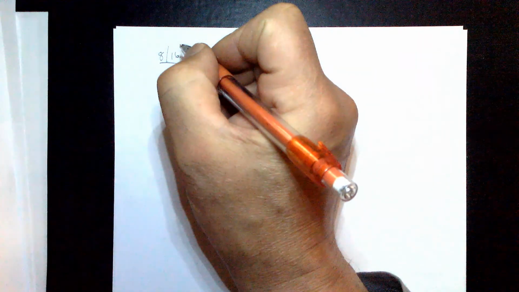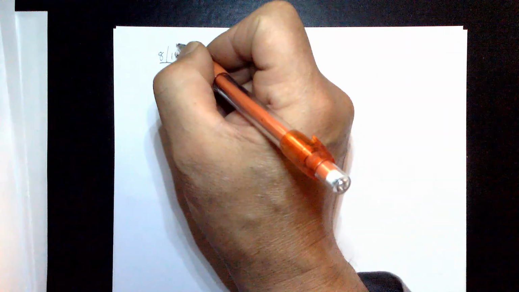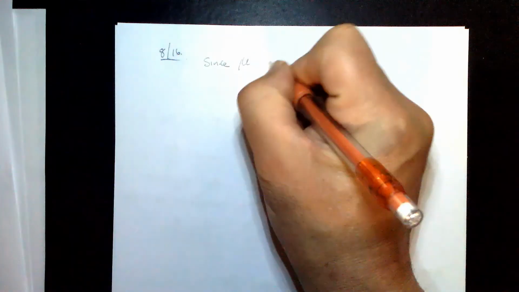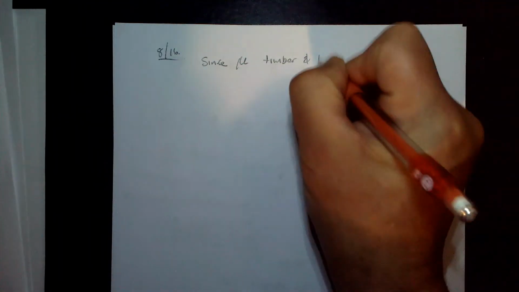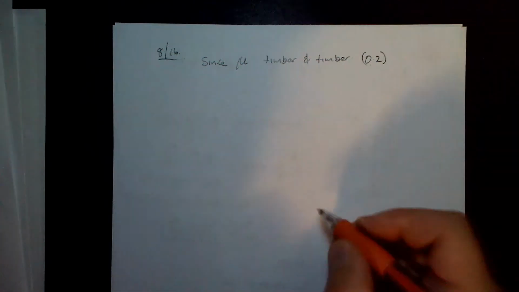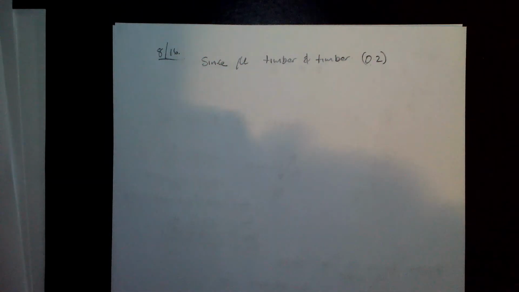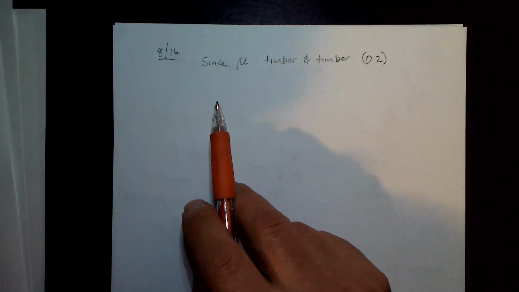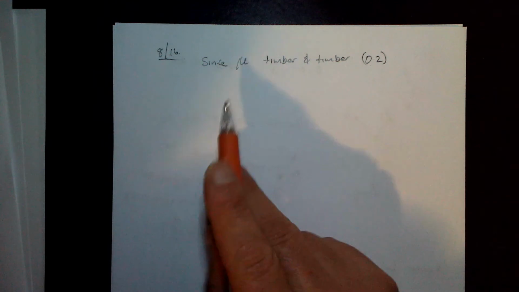Alright, so question 8.16. Right, so we need to make a few comments to start with here. And the first comment that I'm going to make, since the coefficient of friction between the timber and the timber is less, which is 0.2, and that's less than the coefficient of friction between the timber and the clamp, that's where it's going to slip. It will not be slipping between the clamp and the timber.